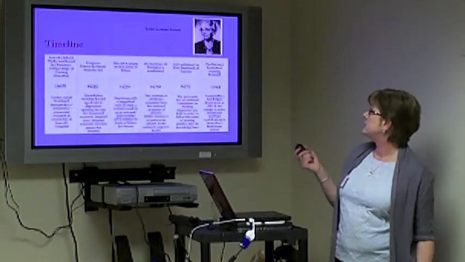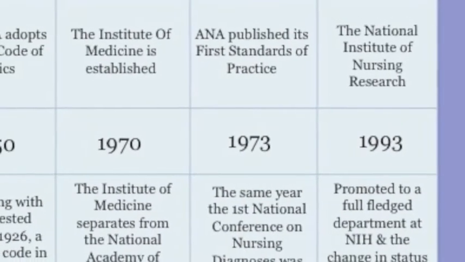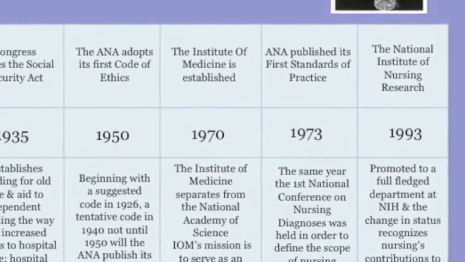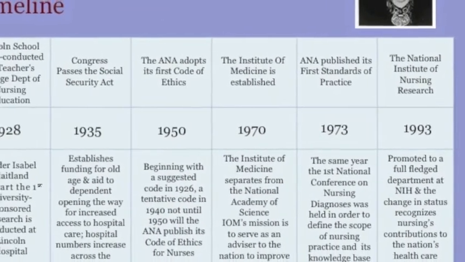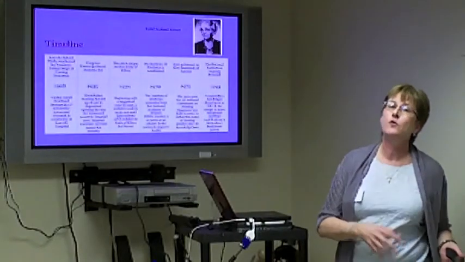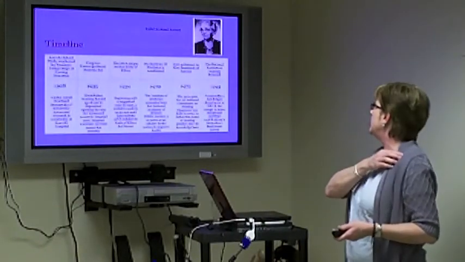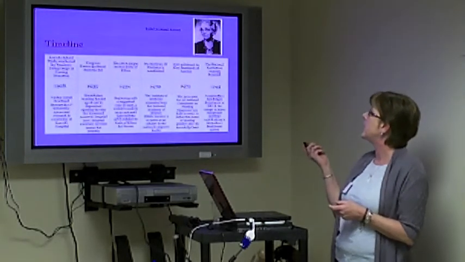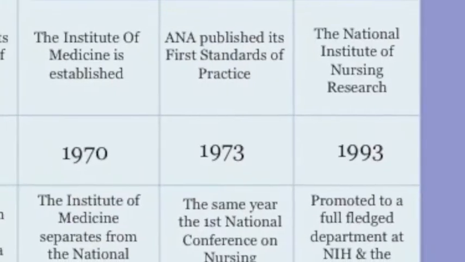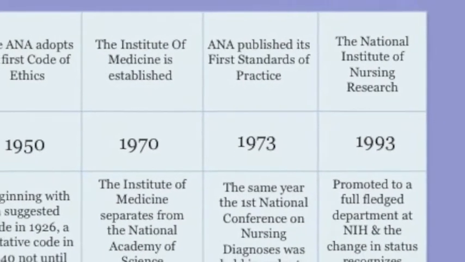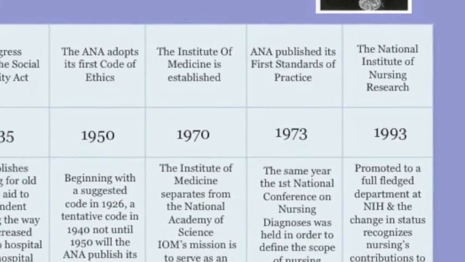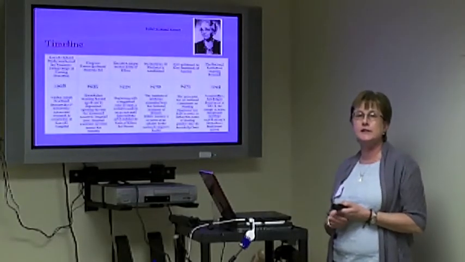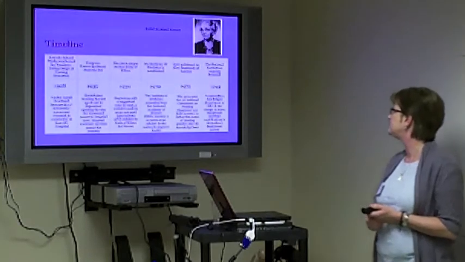Now, I found this to be a very interesting fact because the ANA's first published standards of practice did not come out until 1973. There were a lot of people getting together and trying to formulate standards, but again, agreement and consensus didn't happen until '73. But interestingly enough, at that same time, you finally had the first National Conference on Nursing Diagnoses. This was going to better help define the scope of nursing practice and its knowledge base.